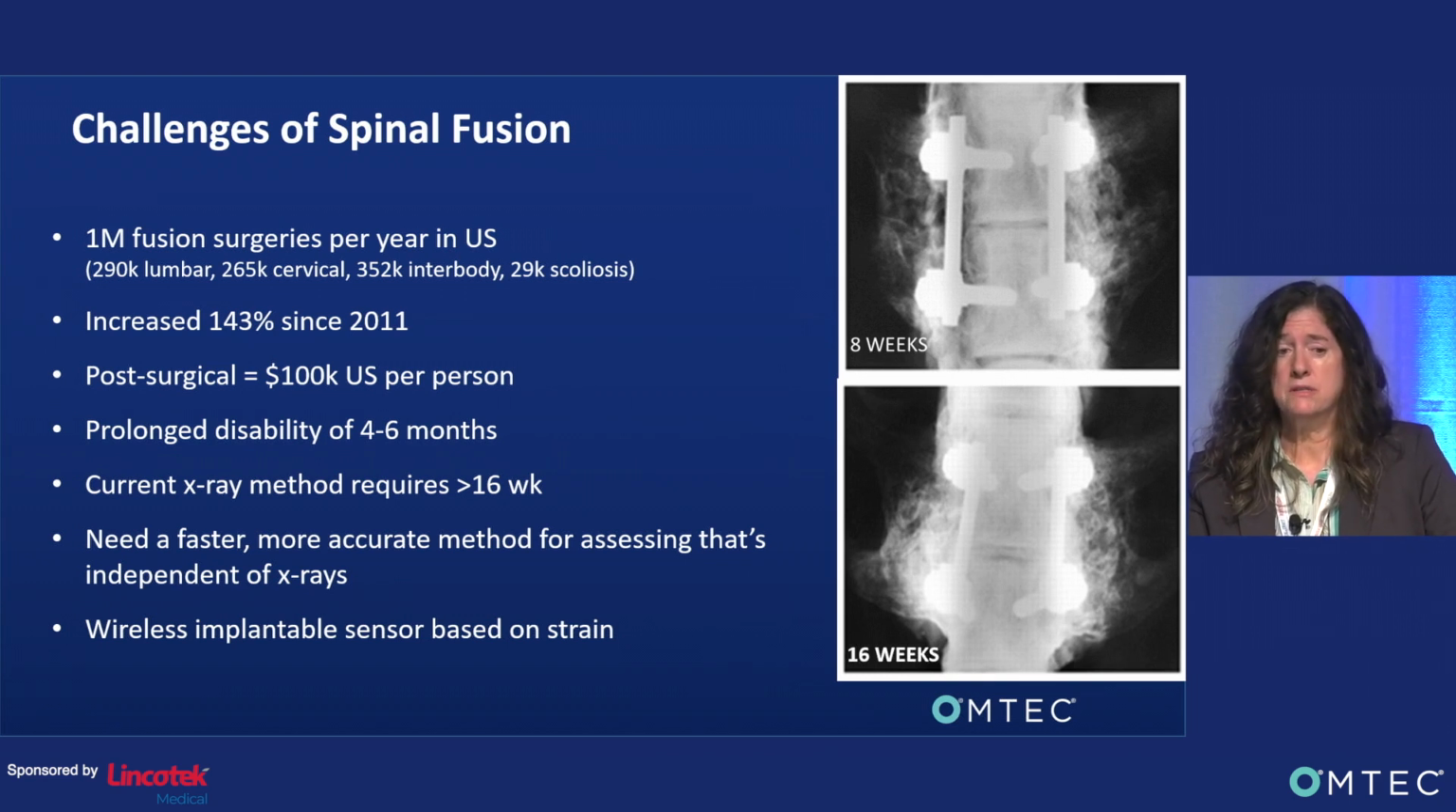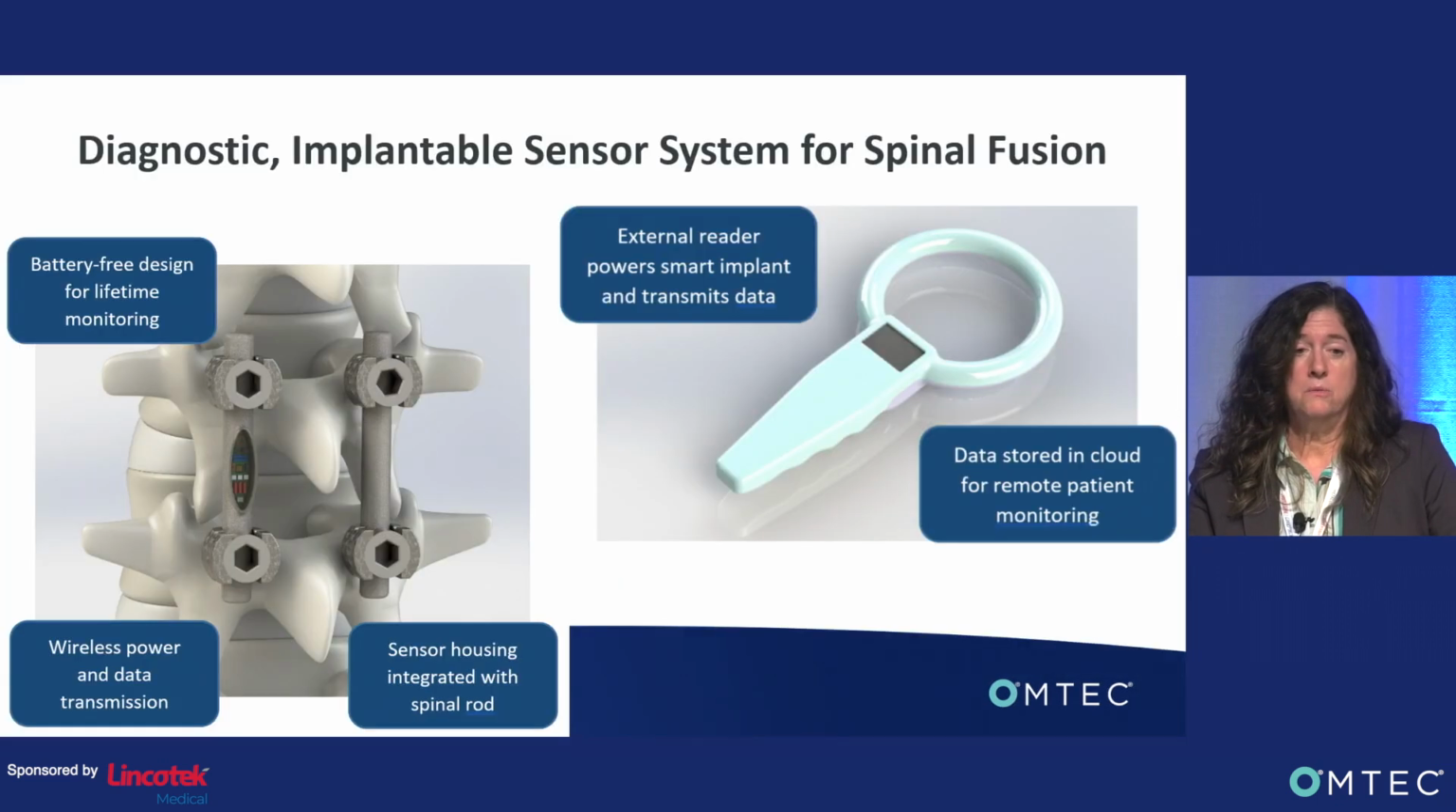The current X-ray technology, which I'd like to point out was developed in like 1876 or something like that, is still essentially the same method, and it takes about 4 months for a fusion to become visible via X-ray. So we really need a faster, more accurate way that's completely independent of X-rays. And so what I've developed is a wireless implant based on strain.